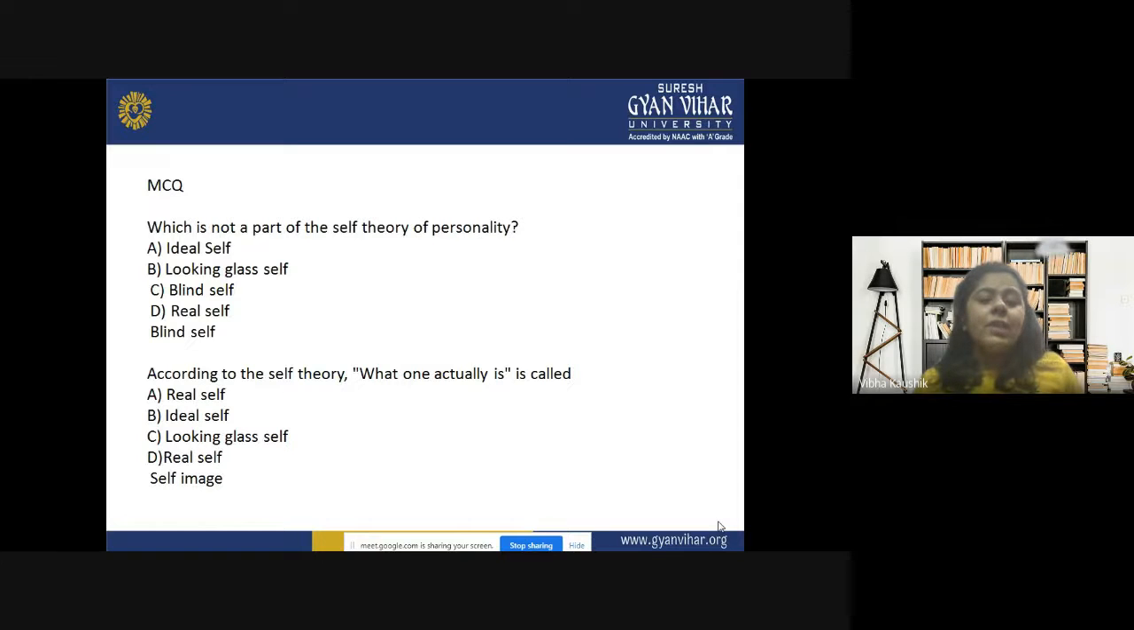Options are real self, ideal self, looking glass self, or real self. So the correct answer is option D, that is self image.